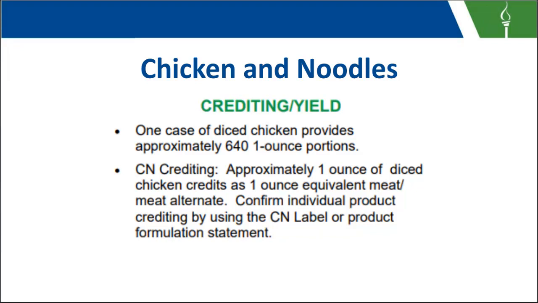So in order to determine the yield, we take the ounce equivalent divided by the actual weight, which in this example, both of those values are 1. So we are just going to simply have a yield of 1 for this example.